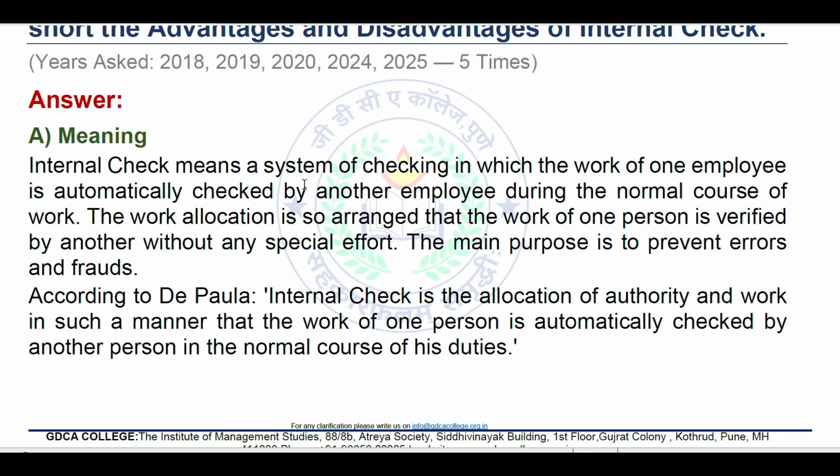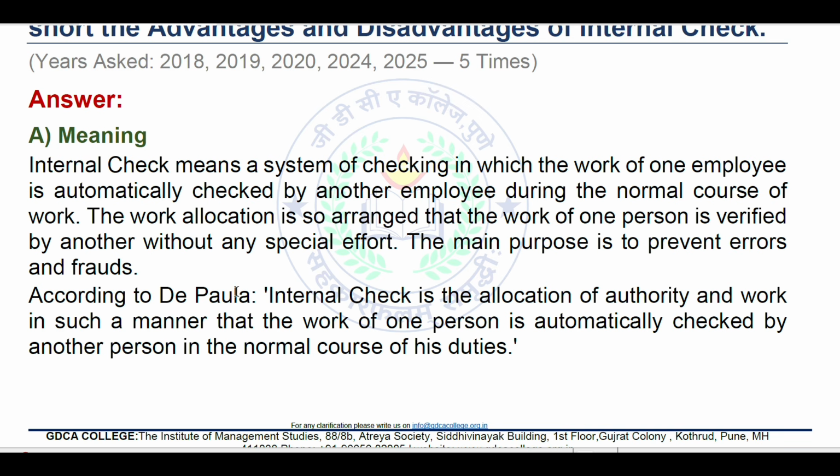Internal check means a system of checking in which the work of one employee is automatically checked by another employee during the normal course of work. The work allocation is so arranged that the work of one person is verified by another without any special effort. The main purpose is to prevent errors and frauds.